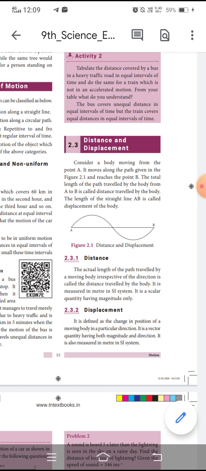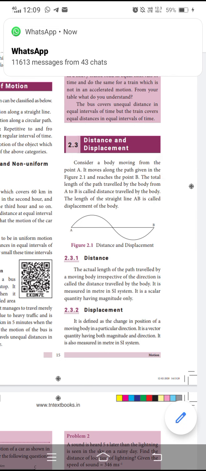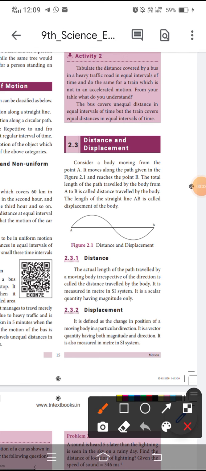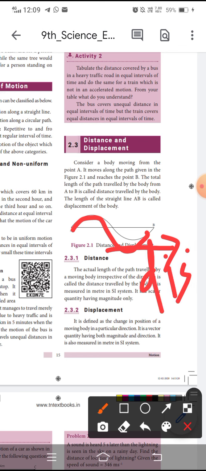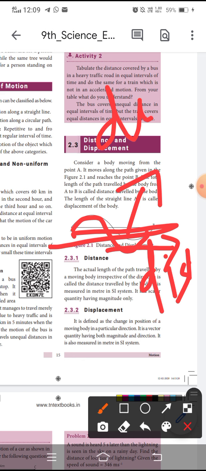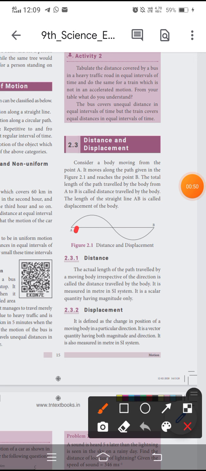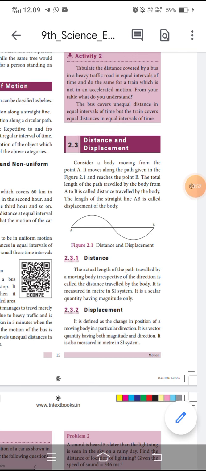What they are saying is, look at the diagram. In this diagram, the two semicircles' length is denoted as distance, and the straight line AB is denoted as displacement. These two semicircles' length denotes distance and the straight line denotes displacement. Are you clear?